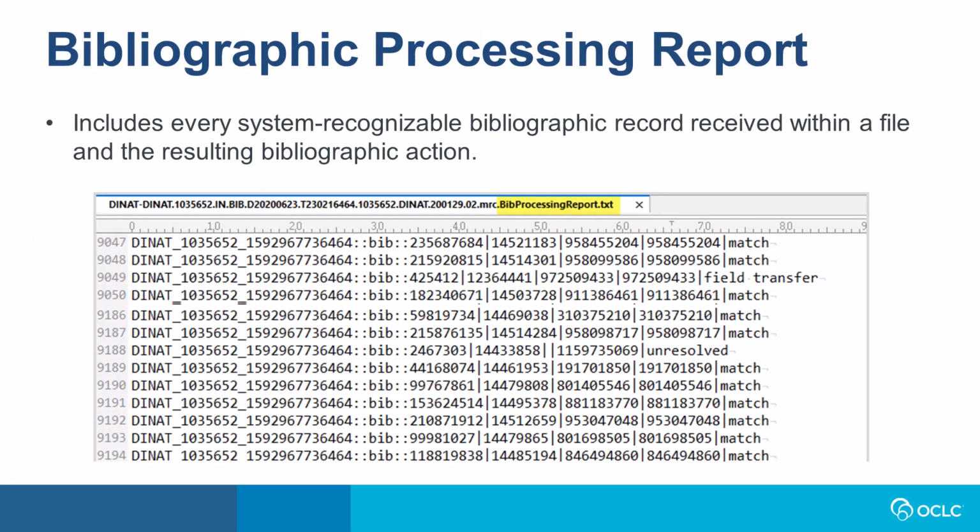The Bibliographic Processing Report includes every system-recognizable bibliographic record received within a file and the resulting bibliographic action. Reports contain raw data for ease of use across multiple platforms. All records from the processed file are represented. The files are pipe delimited with no headers.